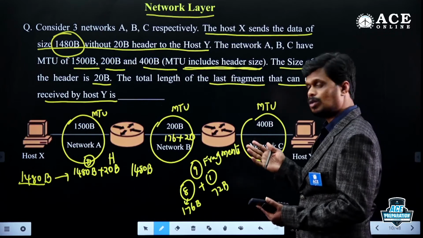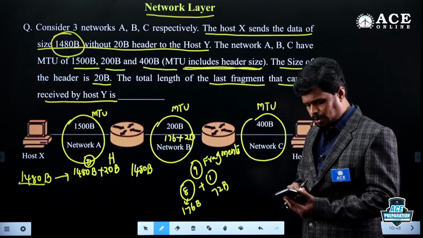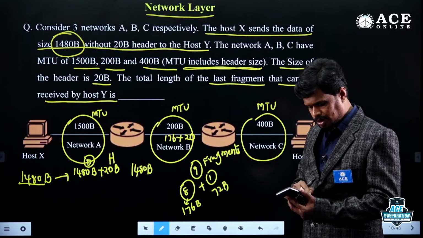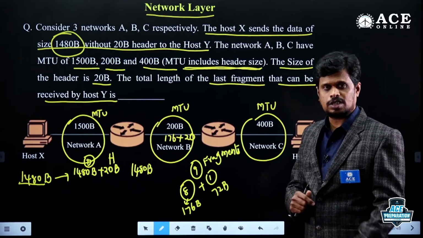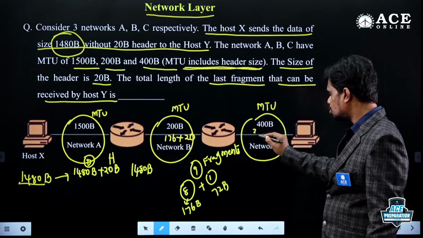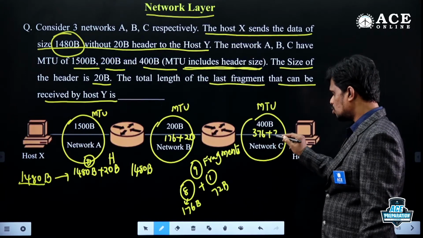Then we need to consider the closest value. So what is the closest value? If you consider 376, yes, it is divisible. So it means that this MTU is being divided into 376 plus 20.